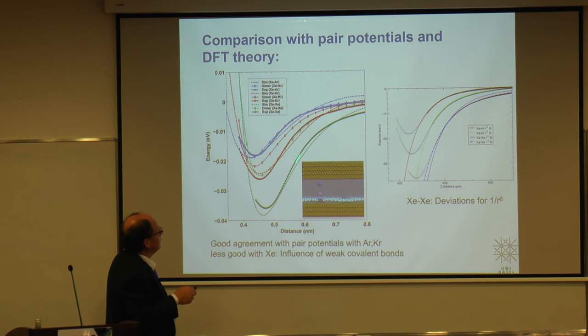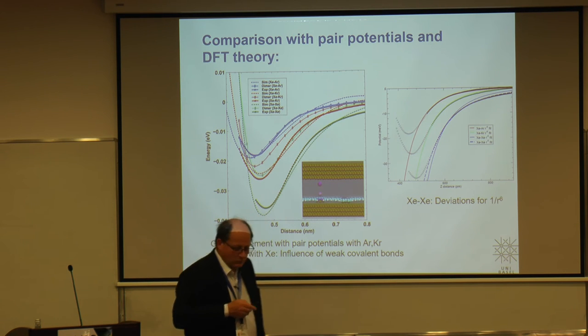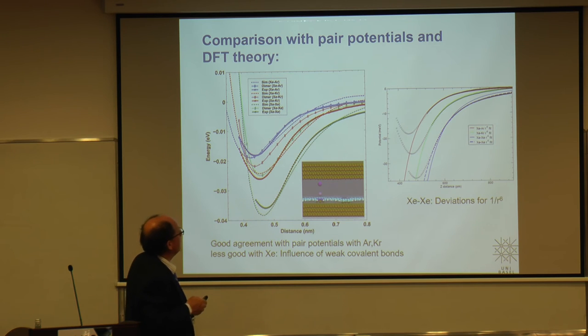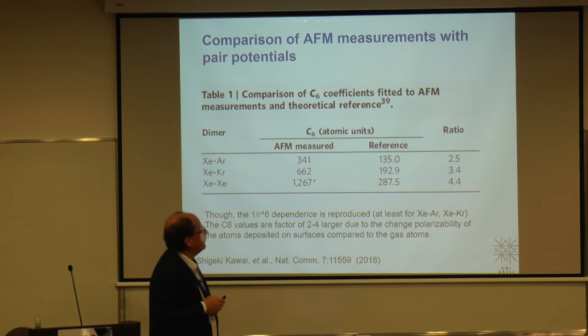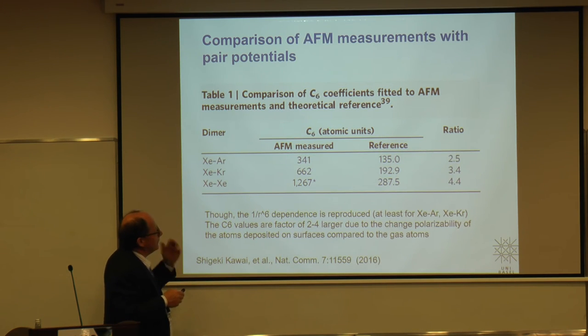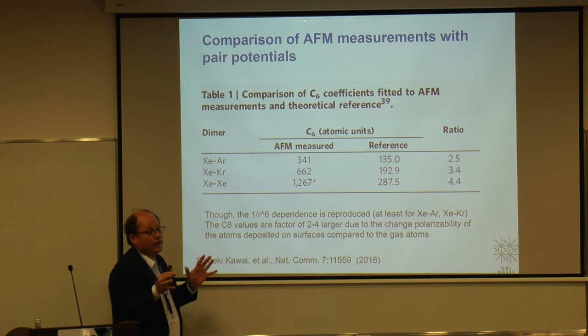And we also made some comparison with some calculation from Adam Foster, some DFT calculation. And they actually found quite good agreement with the calculation. And the fit, as I said, was not so accurate, but nevertheless you get this value C6. And then also what was quite surprising is that the measured values with AFM are typically larger. So they are a factor of 2 larger compared to gas-gas interaction.